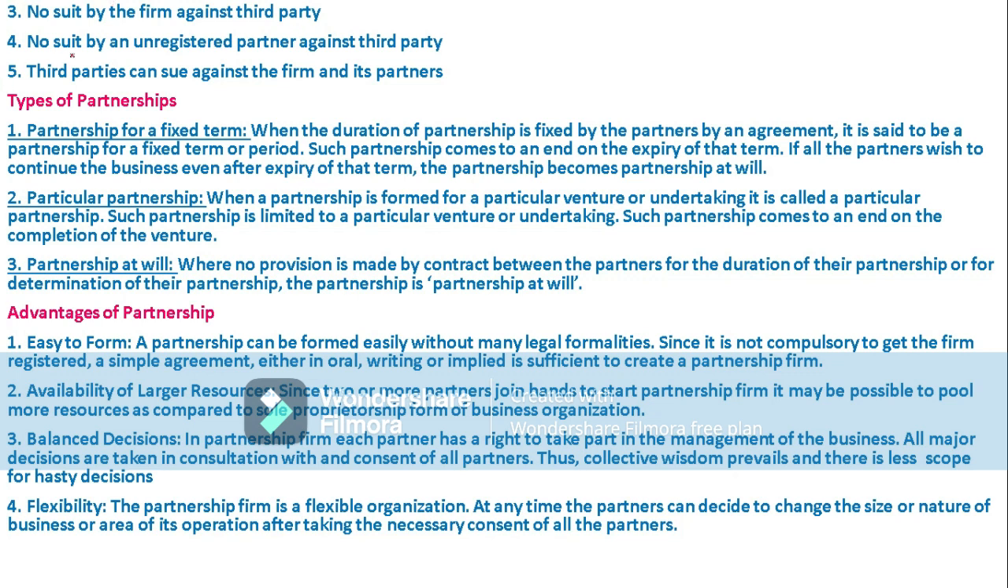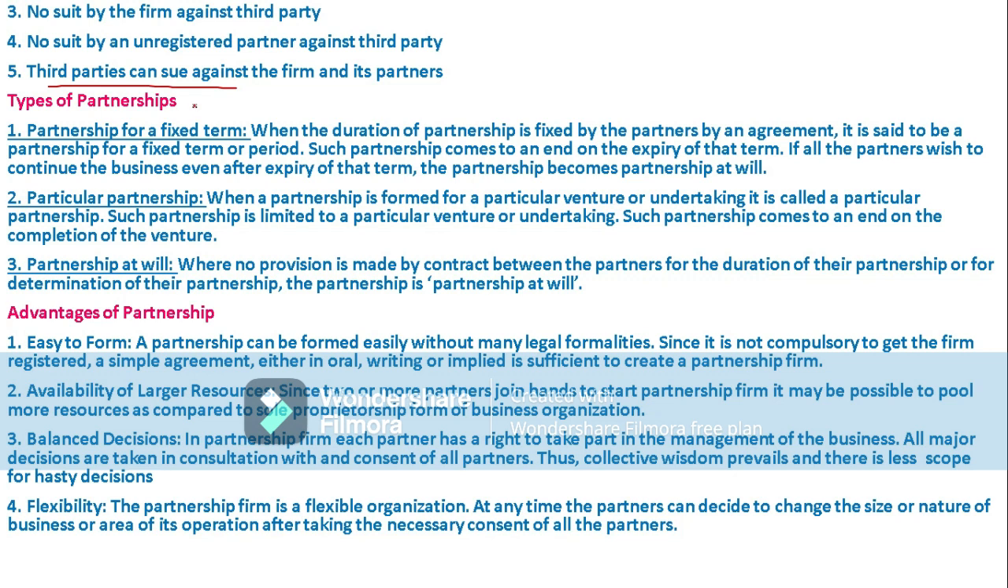Likewise, no suit by an unregistered partner against a third party. So partners, whether within the partners, or with the business, or with a third party, cannot go to the tribunal, okay. Likewise, third parties can sue the firm and partners, but the firm and partners of the firm cannot sue the third party or each other, okay. Only third parties can sue, but other than this case nobody can sue, okay. Nobody can go to the tribunal if the firm is not registered, okay.